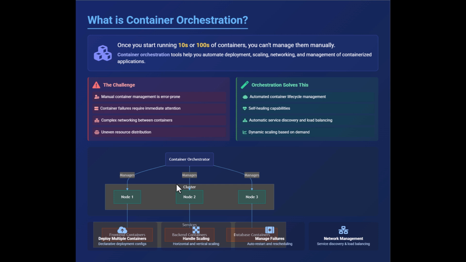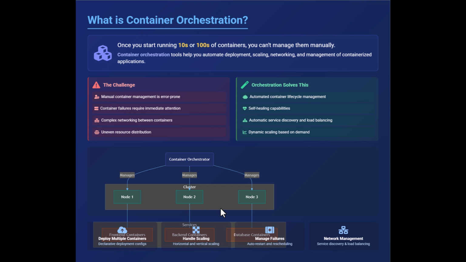It manages a cluster of nodes: node 1, node 2, node 3. Each node can run multiple types of containers: a front-end container for deploying the UI service, a backend container for scaling APIs, a database container with auto restart and failover. Plus it handles networking, load balancing, and rolling updates, all in a seamless and automated way. Let's take a quick example.